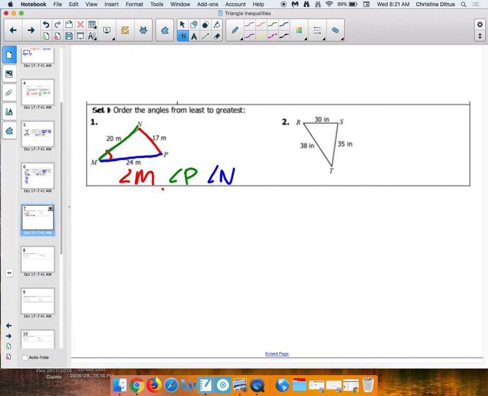Number 2, smallest side is 30, so smallest angle is T. What's my medium size? 35, so what's my medium angle? R. And biggest, 38, which is S.